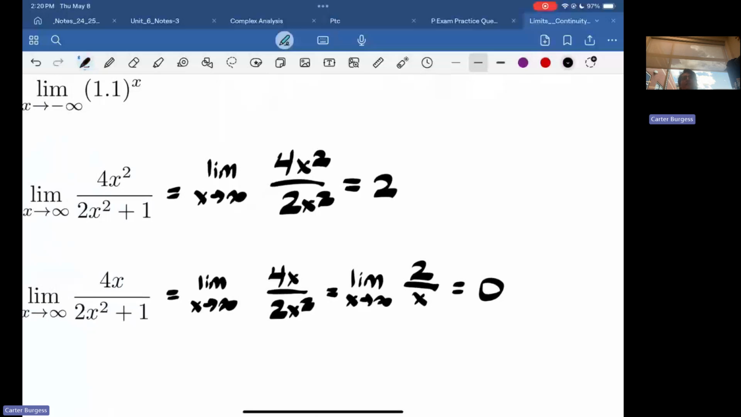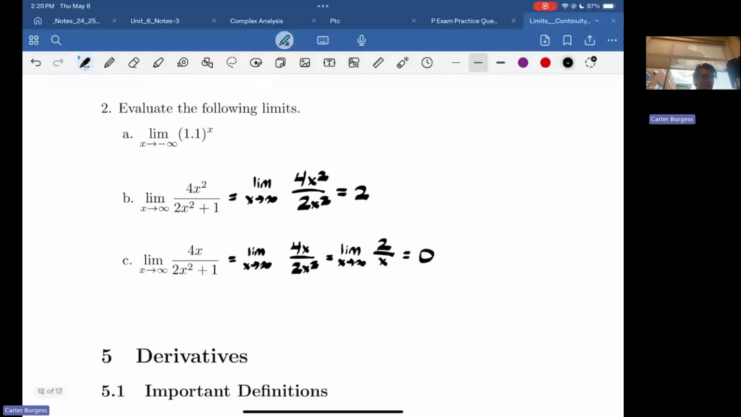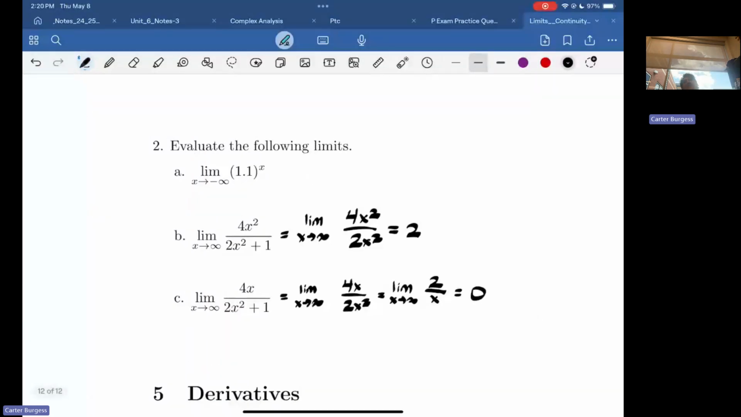So we can't literally plug infinity in, but this is as close as we're going to do to saying plug infinity in and see what's going on. All right, questions on section 4?